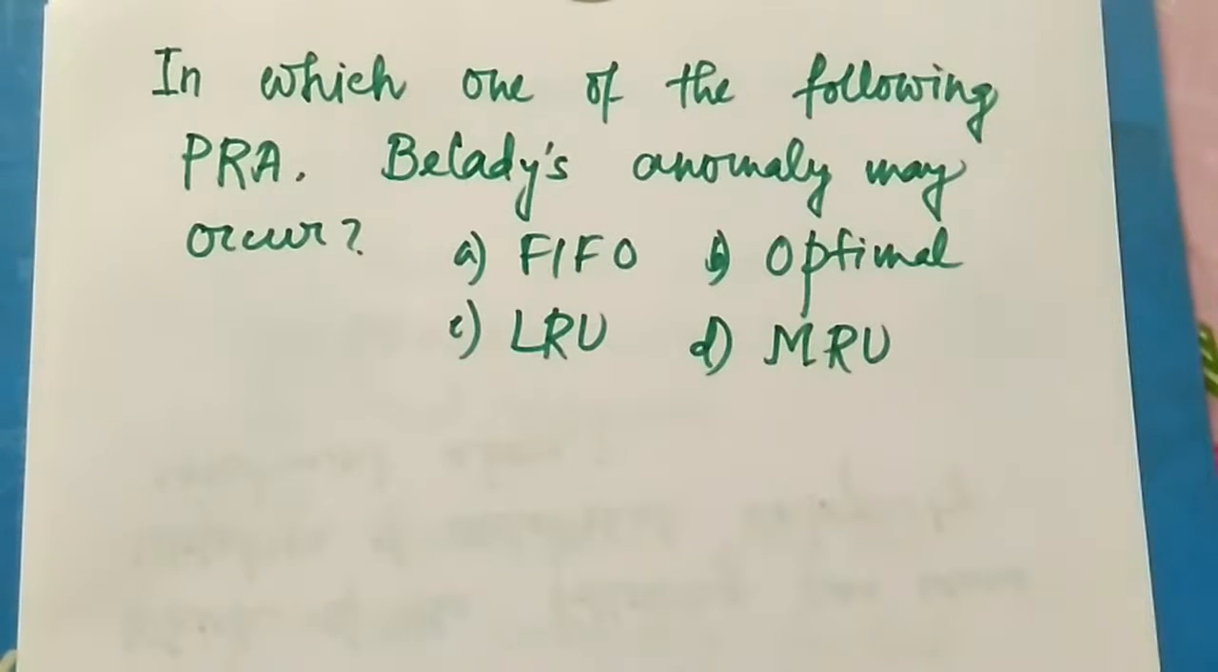Options are FIFO, optimal, LRU and MRU. MRU is most recently used, LRU means least recently used, FIFO means first in first out, and optimal.